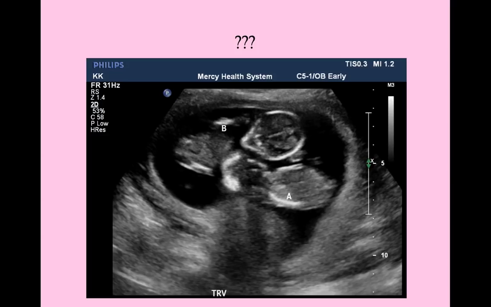Do we see a membrane? No, no membrane here. So we know because there's no membrane that they must be monoamniotic, and you can't have dichorionic monoamniotic. It doesn't exist. So these are Momo twins. Monochorionic, monoamniotic. Big complication from here, umbilical cord entanglement.